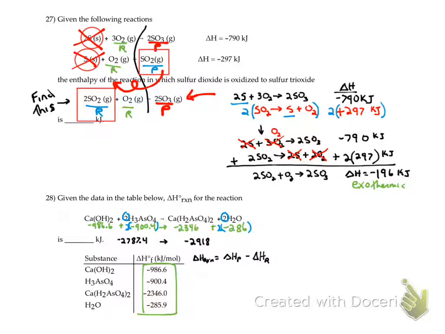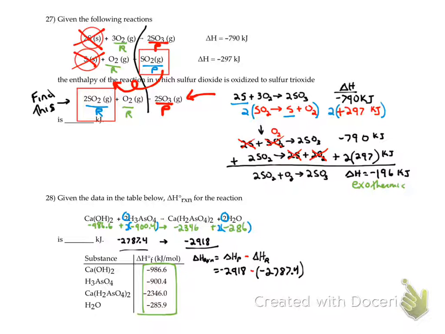Step 2 is we're going to subtract the energy in the reactants from the energy in the products. We can do this because enthalpy is a state function, which means it's not path dependent. So it's the initial and the final that matter, not how it gets there. So the energy of the products is negative 2919, and the energy in the reactants is negative 2787.4.